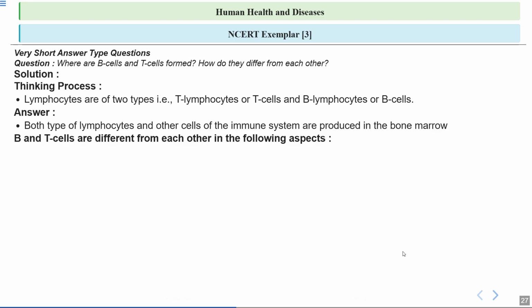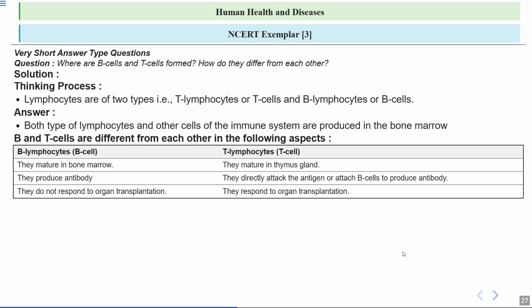Now, let's have a look at the specific differences between B cells and T cells. B cells, also known as B lymphocytes, mature in bone marrow. They produce antibodies and they do not respond to organ transplantation. Now, T lymphocytes, also known as T cells, mature in the thymus. They directly attack antigens or attach B cells to produce antibodies.